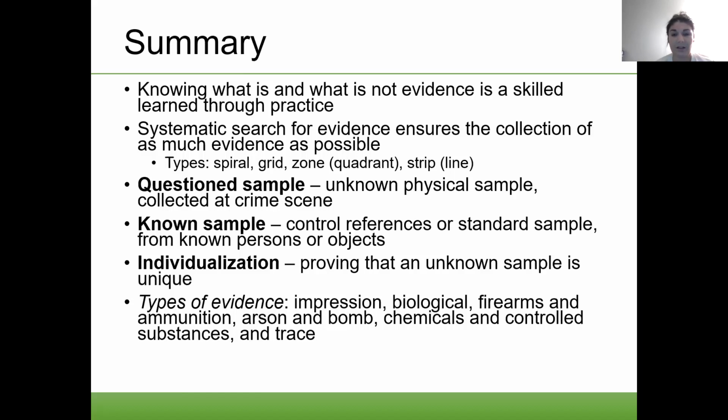A questioned sample is an unknown sample collected at the crime scene. A known sample is a control reference or standard sample from known persons or objects, like the suspect, the victim, or the car headlight. Individualization is proving that an unknown sample is unique, such as a DNA sample. No one else has the same DNA, so it is unique. And then there are different types of evidence: impression, biological, firearms and ammunition, arson and bomb, chemicals and controlled substances, and trace.